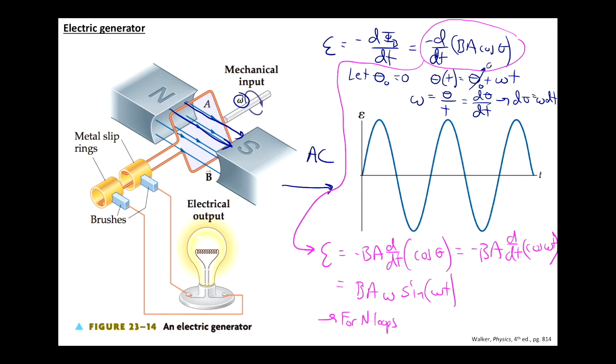So for n number of loops, we're just going to multiply that by n. Okay, so our induced voltage is going to be NBA omega times the sine of omega t. So you can see it's a sinusoidally varying potential difference. So that gives us the graph that you see above. And this entire thing out front, NBA omega, is going to give us the maximum, we'll say E max, or the amplitude.